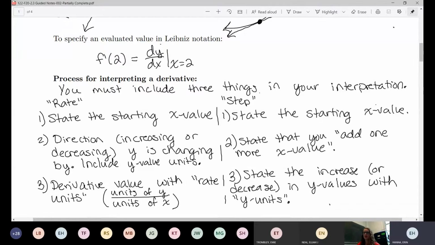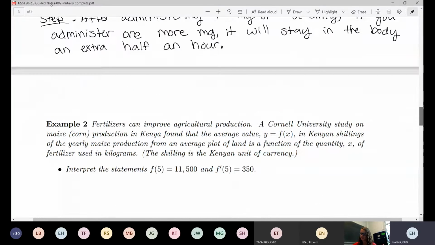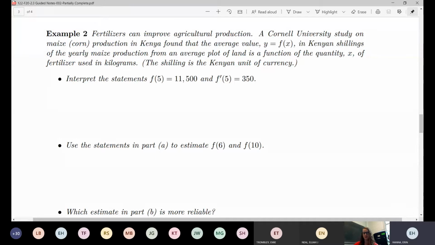Anyway, we went over ways to interpret a derivative, the rate way and the step way. At this point, I'm going to jump between both of them. Sometimes I'm going to pick one over the other because I know the direction I want to go with it. So we had one more idea to talk about down here.